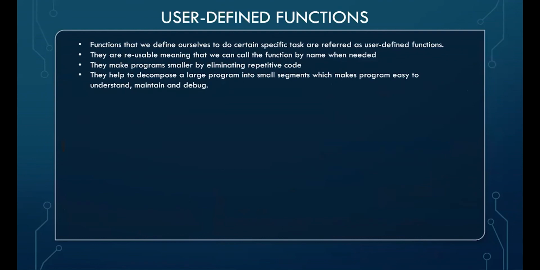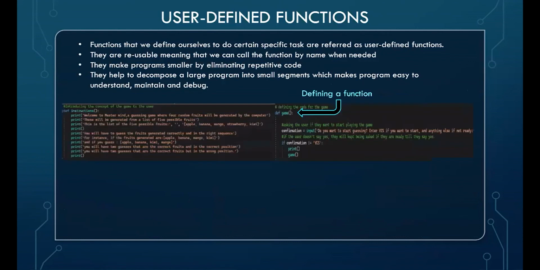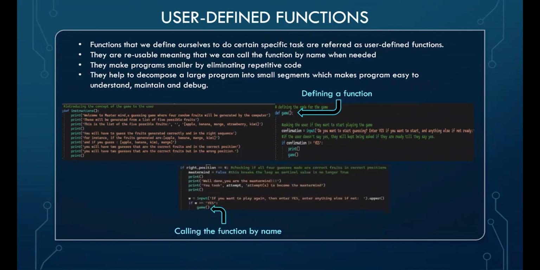Functions are subprograms that perform specific tasks created by programmers to make programs easier for reading and debugging. I too have created subprograms that perform specific tasks, like the instruction function, which instructs the user on how the game works. Another one is the game function, which defines the whole body of the code for the game. These being separate subprograms have made the debugging process way easier for me.